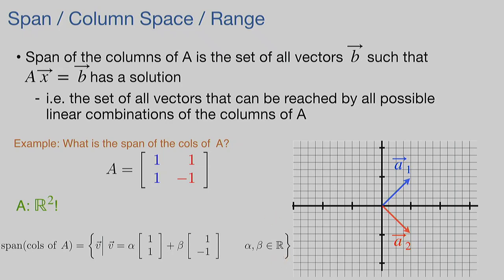The span of the columns of A is, what is it? It's a set: all vectors V such that V is a linear combination, alpha times [1, 1] plus beta times [1, -1], where alpha and beta are real values. That's the same thing as saying this or this. It's the set of all vectors that can be reached by all possible linear combinations of the columns of A. Alpha and beta are the coefficients of that linear combination. This is the first column, this is the second column.